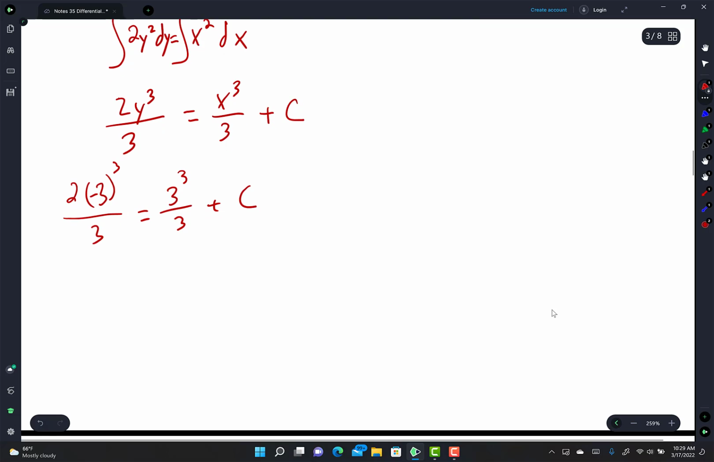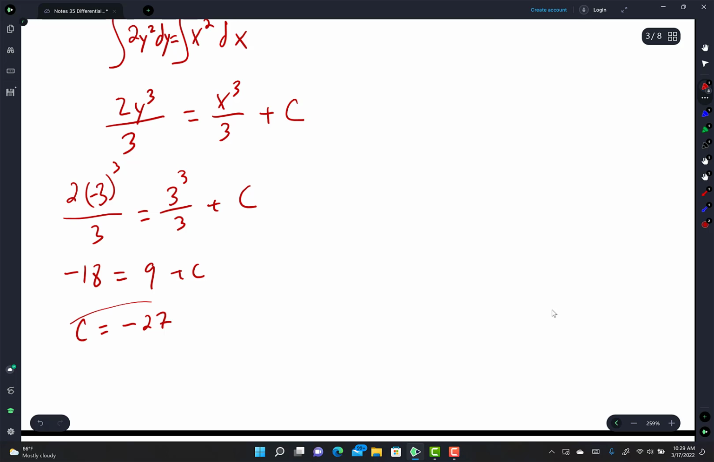Negative 3 to the third is negative 27, but then I have a 3 in the bottom, so that's negative 9. Negative 9 times 2. And then this is going to be 3 to the third again, 27 divided by 3. That's going to be a 9, correct? Plus c. So that means c equals, so negative 18 minus 9, is that a negative 27?